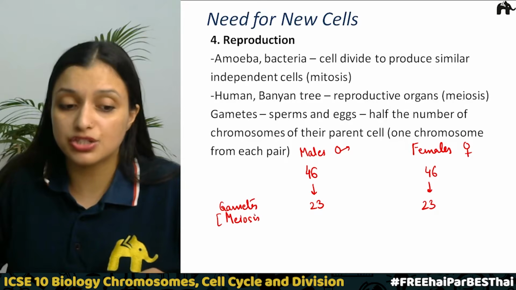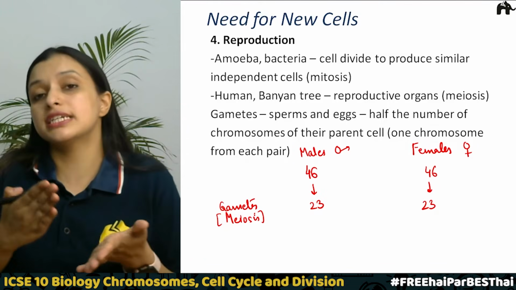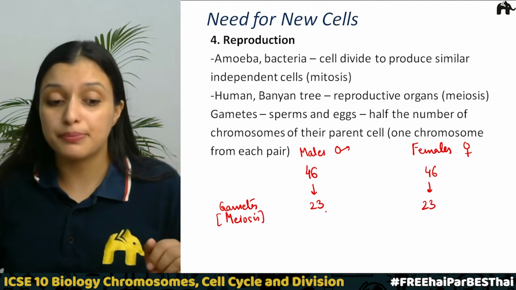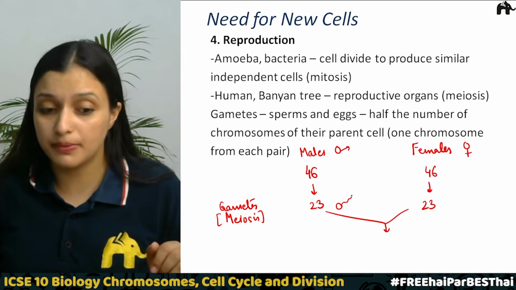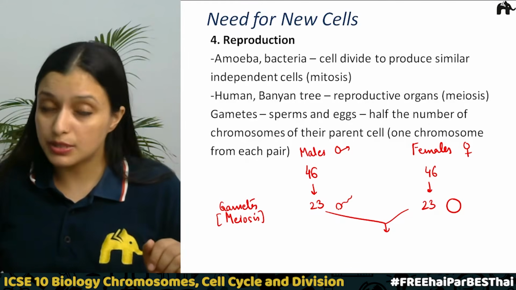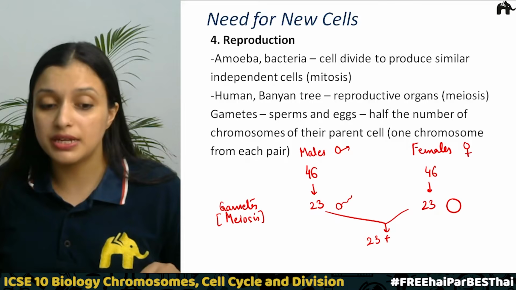Meiosis. There is reductional division. The chromosome number becomes half. From 46 it turns into how much? 23. Now what will happen during fertilization? There will be a sperm and there will be an egg cell. Now when the sperm fertilizes this egg cell, 23 plus 23 will be equal to 46.